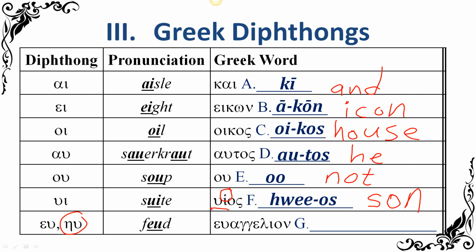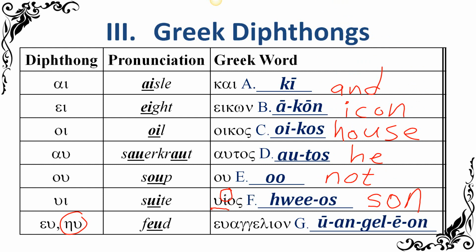And it sounds kind of like a long U sound, like in feud. U says its name, basically. And then this Greek word here is euangelion.